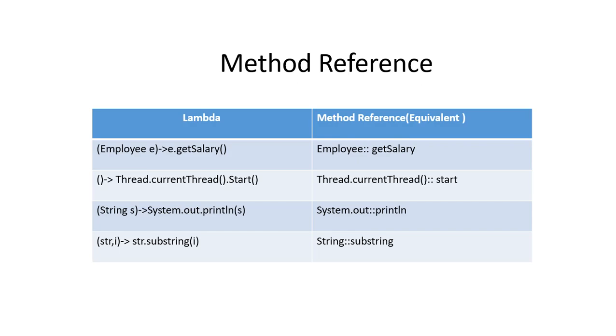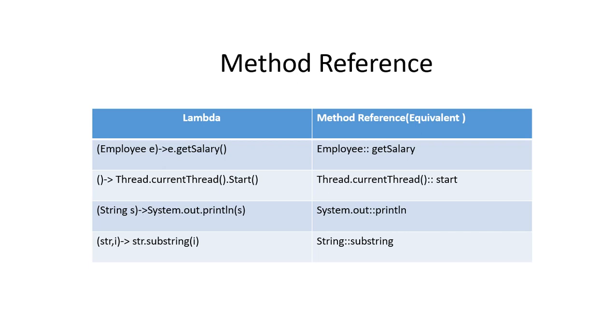So we can see how a lambda can be written as a method reference. I have taken different kinds of lambda expressions, so let's see them one by one. If I am passing an employee object and you want to print the employee's salary, you can simply convert this to Employee, which is the class, then the double colon, and then getSalary. Just look here, we are not passing any brackets.